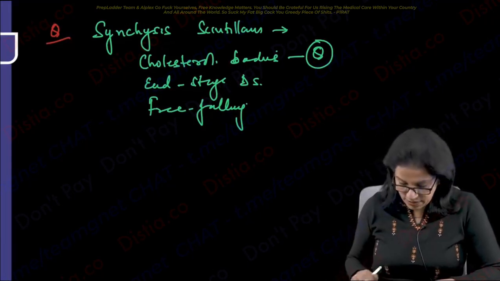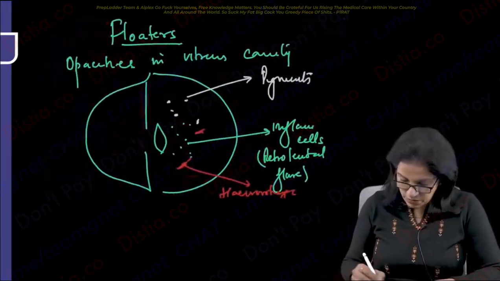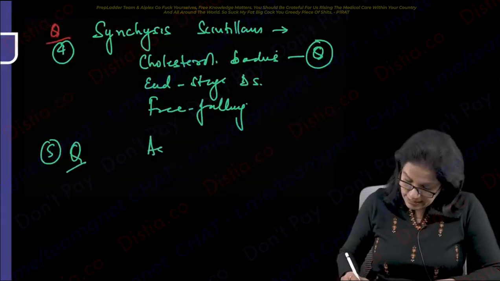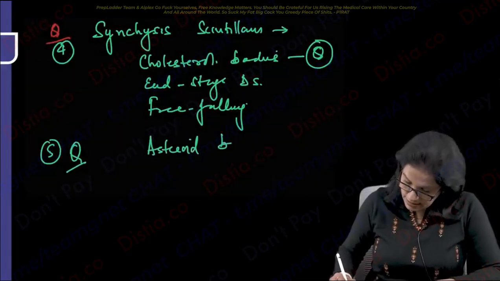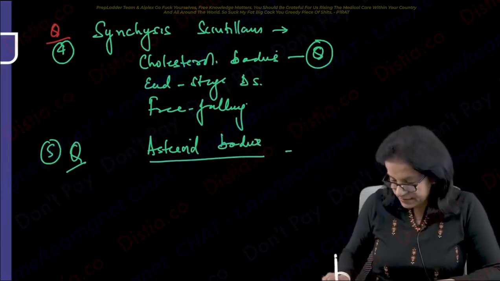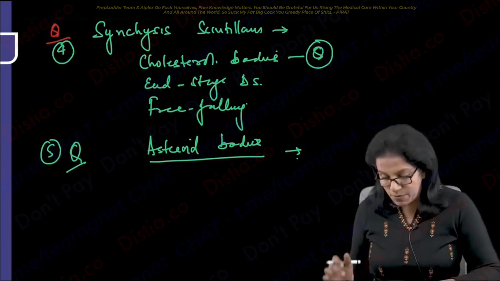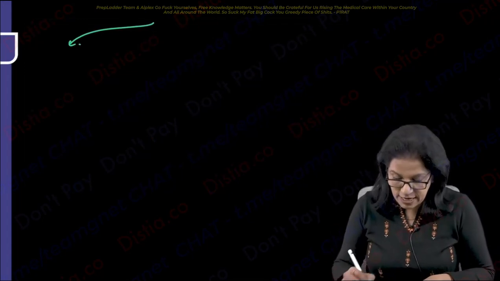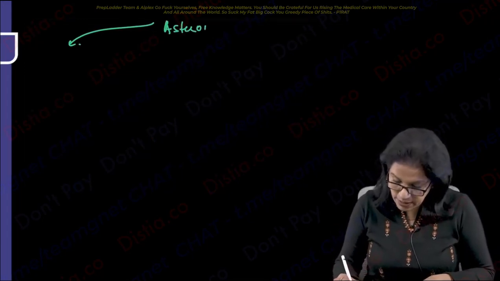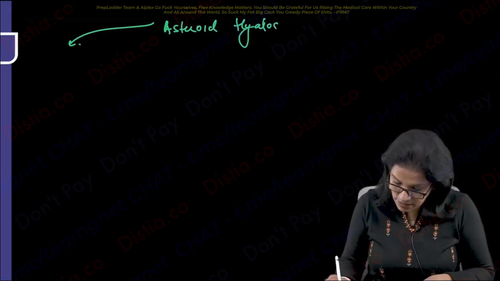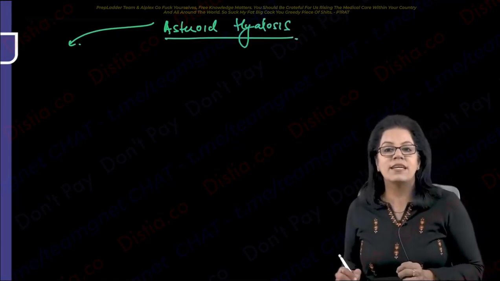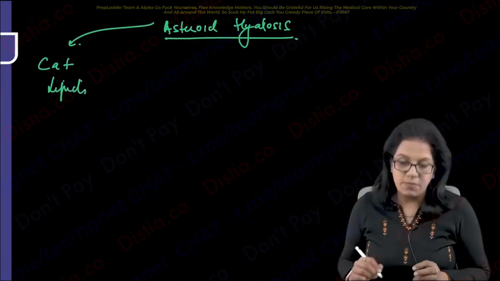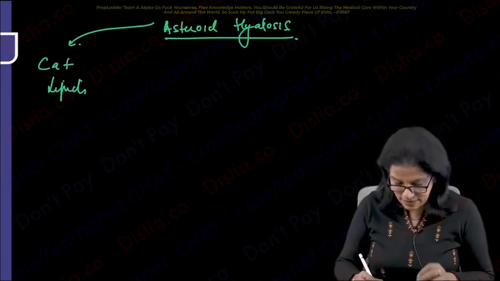Come to the next floaters. So this was 1, 2, 3, 4th and 5th number, yeah? 4th and 5th is also an exam question, that is asteroid bodies. So when you say asteroid bodies, what are the points we'll remember about it? First, it is also called asteroid hyalosis. It is composed of calcium and lipids.